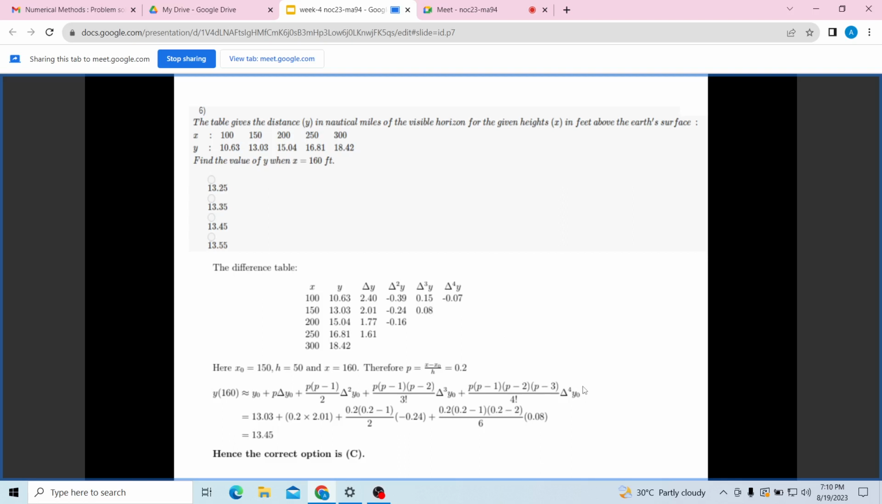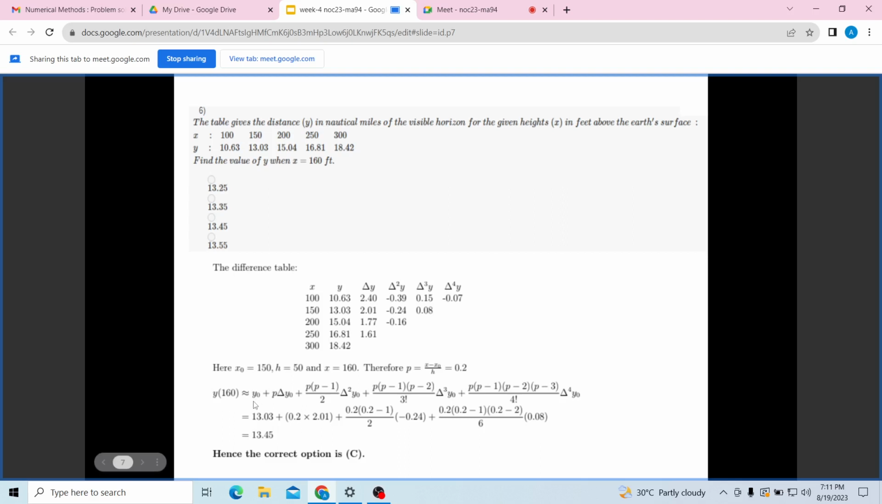Now if you have the value at which you have to calculate y, that is given x is equal to 160, so simply put it over here. Otherwise you will just leave it as x, and you will get one polynomial. But here as you have been given x, so just substitute it. Okay, so you have all the values.